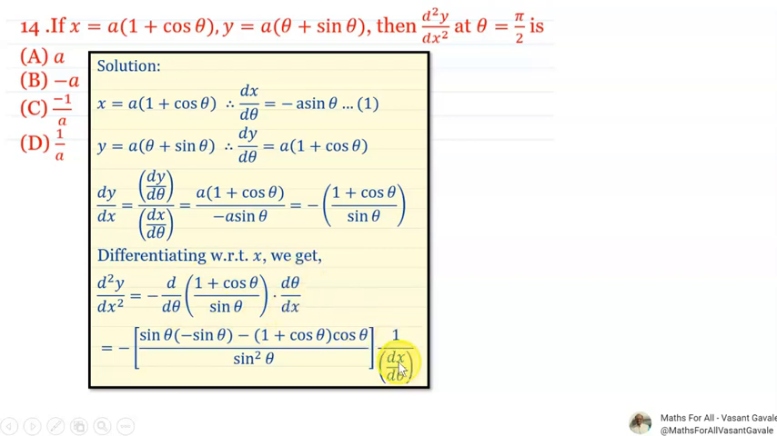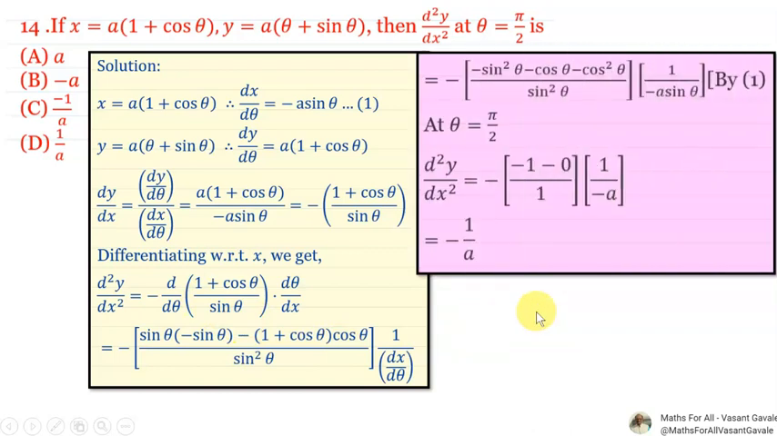Again here 1 upon dx upon d theta. Here we apply the quotient rule: sin theta, derivative of 1 plus cos theta is minus sin theta, minus 1 plus cos theta as it is, derivative of sin theta is cos theta. A normal simplification, that is when you take common, that is minus here sin theta into sin theta minus sin square theta, okay, minus cos theta minus cos square theta, okay, upon sin square theta into 1 upon dx upon d theta. Dx upon d theta is minus a times sin theta.